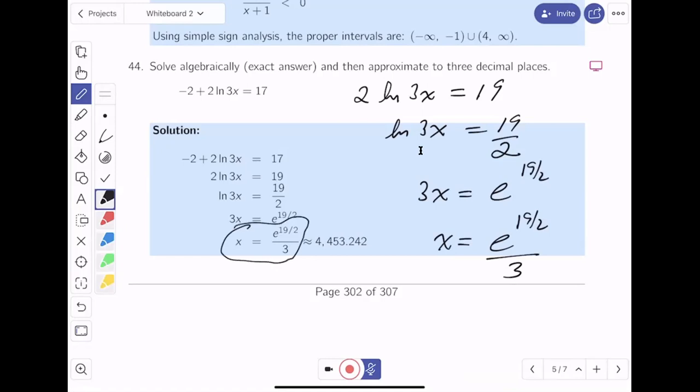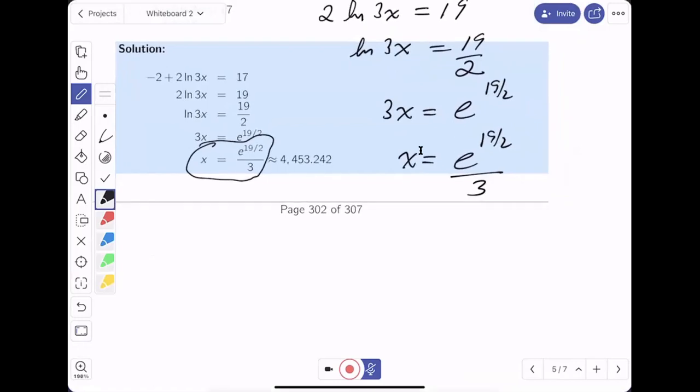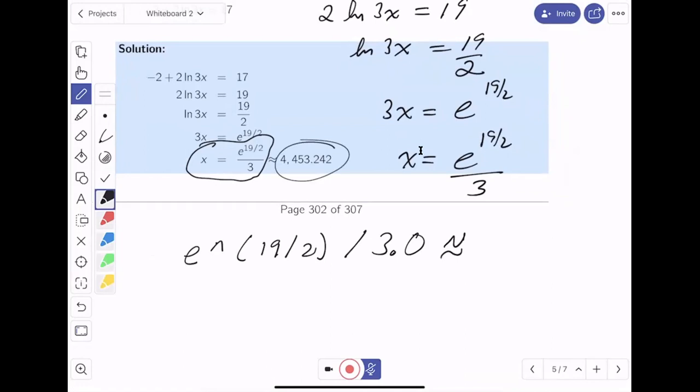If you're going to use a computer to do that, which you should learn how to do, it's going to look like this over here. You're going to have e raised to the power 19 divided by 2, then divide by 3. Now again, some calculators need a decimal in somewhere. If you did this, you should get this number over here. And if you're not getting that number, bring it to our attention.